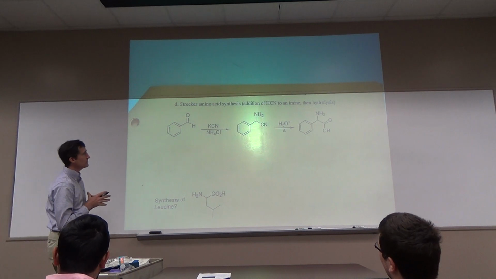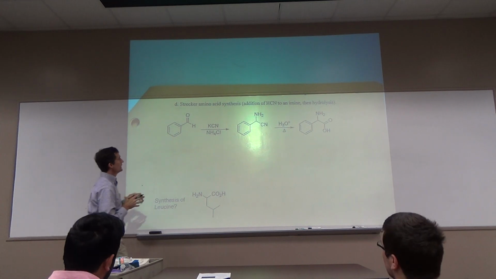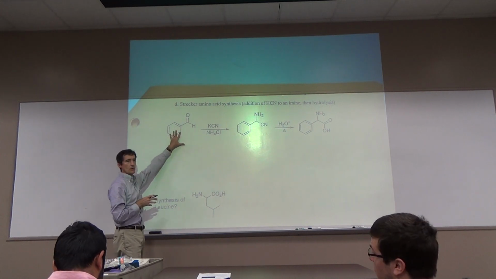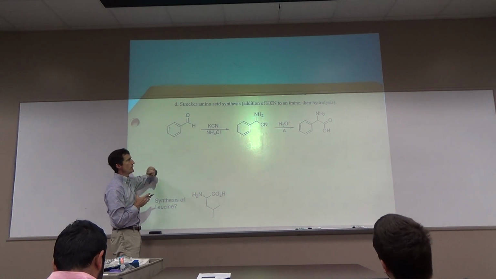Okay, let's first make some amino acids using the Strecker amino acid synthesis. You may see this in biochemistry. Starting with an aldehyde or ketone, usually your amino acids only have one R group.